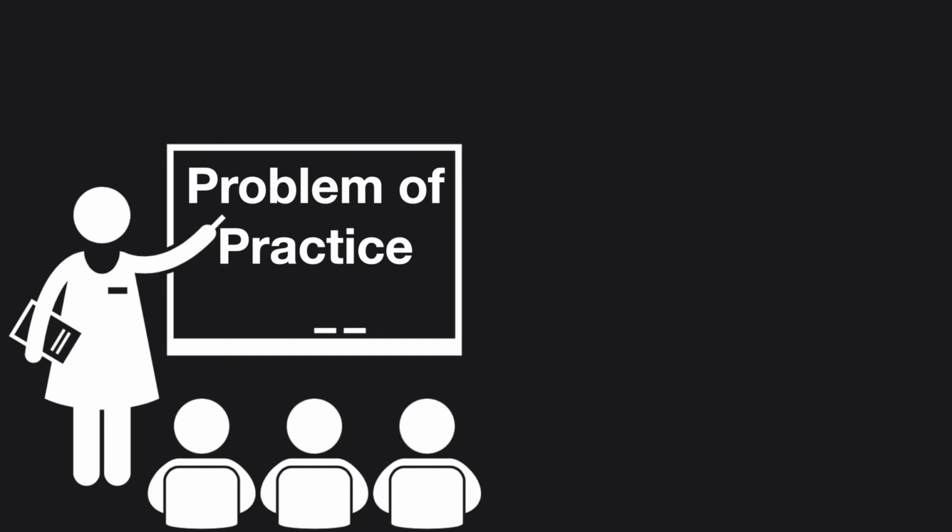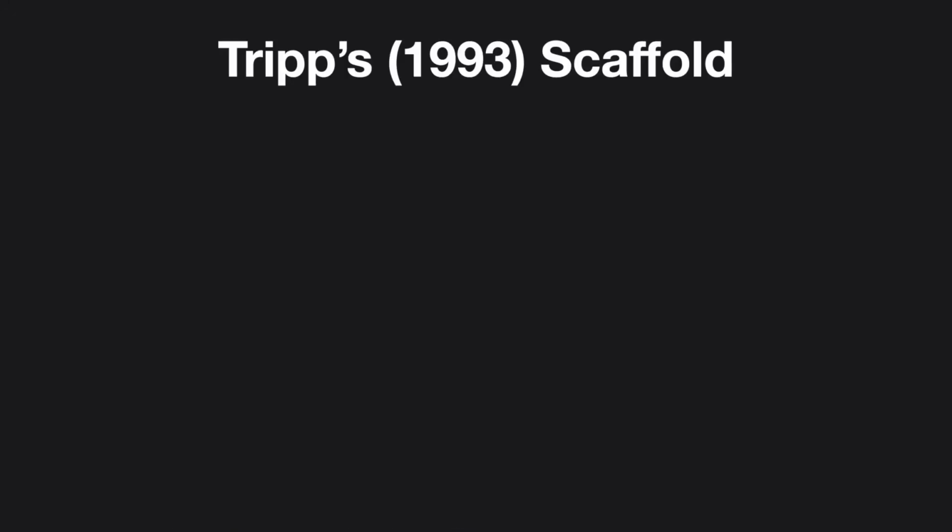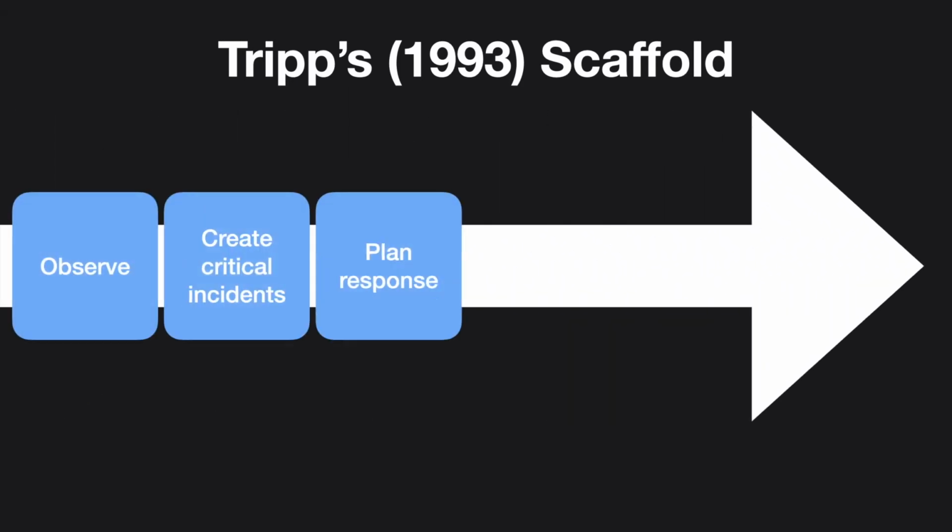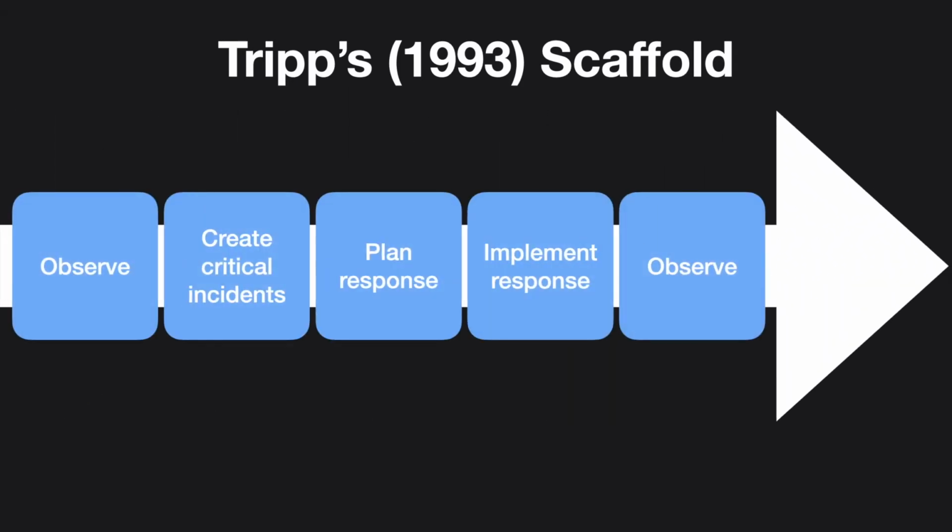Now, one really convenient scaffold for understanding problems of practice and making them something worth investigating is a thing called Tripp's scaffold from 1993. And there's a link to the document that came from in the description of this video. But basically, Tripp said it's worth observing what's happening in your work environment, in a classroom, for example, and then creating critical incidents out of your observations. So when you look at something, ask yourself, why is that thing happening? And do I want to know more about it?